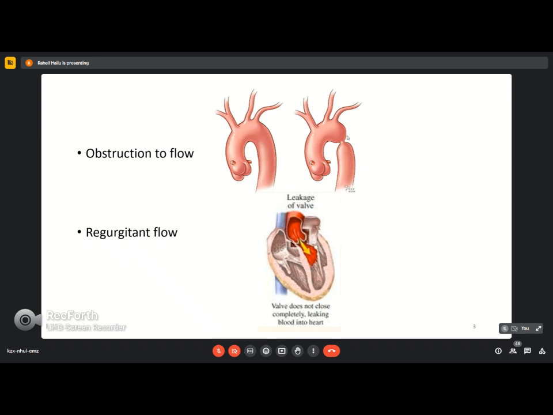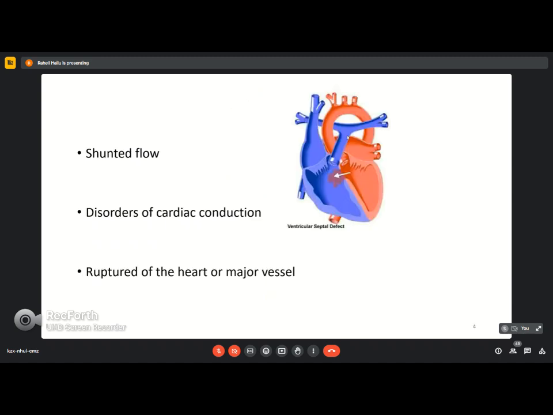So if there is a backward flow of blood where you expect it to be pushed outside, as a result of valvular insufficiency, or even in the case of aortic aneurysms with the same mechanism, they result in a regurgitant flow. Regurgitant flow, as you know, results in a volume overload and finally an abnormality. Another abnormality is the shunt flow.